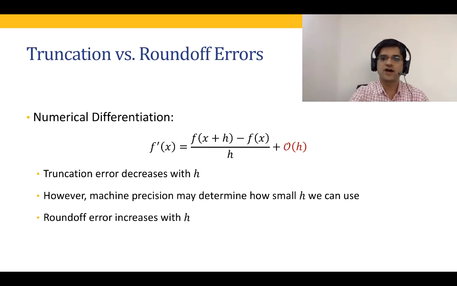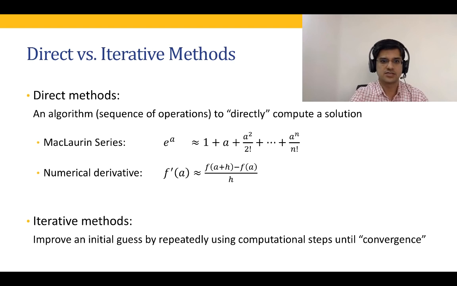What we have covered so far is what is known as direct methods. The first direct method was Maclaurin series expansion of e to the power a, which was covered in the previous lecture. In this lecture we covered another direct method which was computation of numerical derivatives. A direct method is nothing but an algorithm which directly computes a solution through a sequence of operations, a sequence of equations that we execute once through and we are done with it. That is how we are going to compute the solution using a direct method.